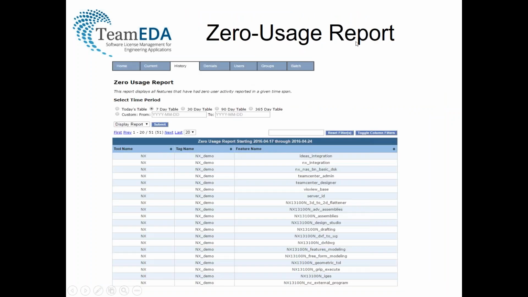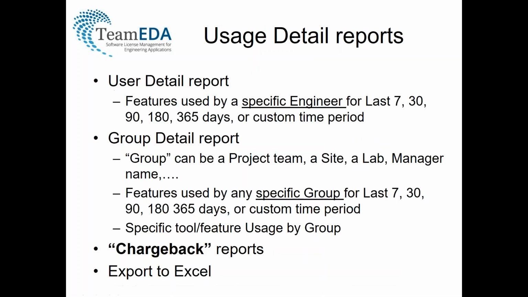Zero use is a very good report to get every 90 days or every 6 months. It just shows you all the features at a given tag that are not being used. So, you might question, why do we need these? Are we paying for these? Can we get rid of these? And you might need to know that once every 6 months, particularly before your renewal time. But this makes a good batch report, say quarterly, just to keep on top of it.